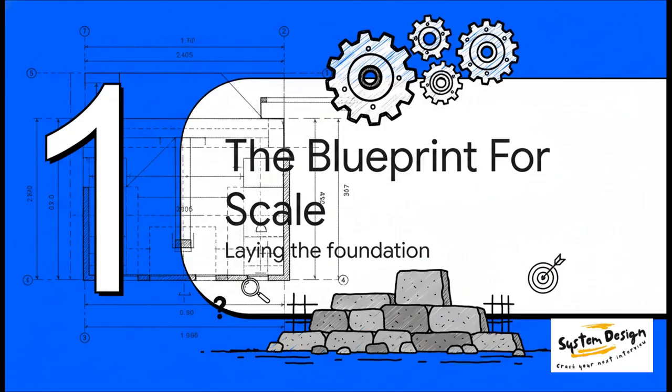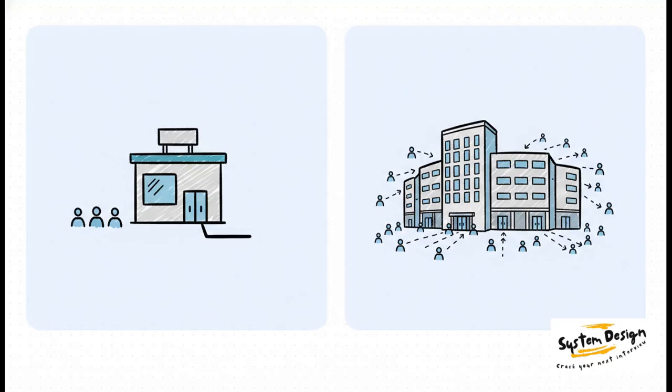Okay, so you know how every huge skyscraper starts with a solid plan, a blueprint? It's the exact same for software. And that plan starts with truly understanding the scale of the challenge and defining precisely what it is we need to build. So what is system design really?